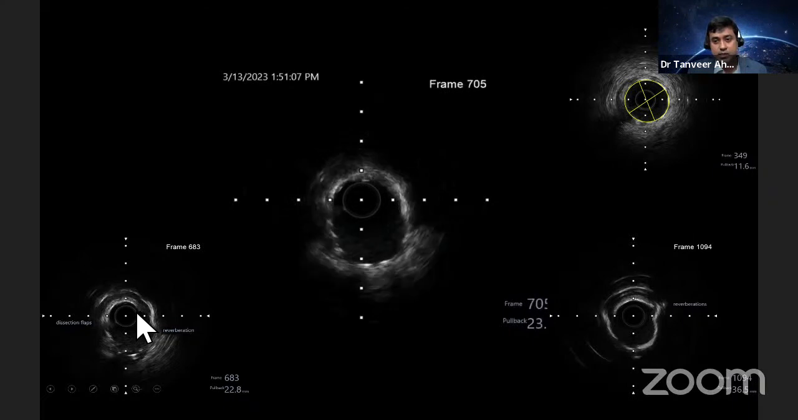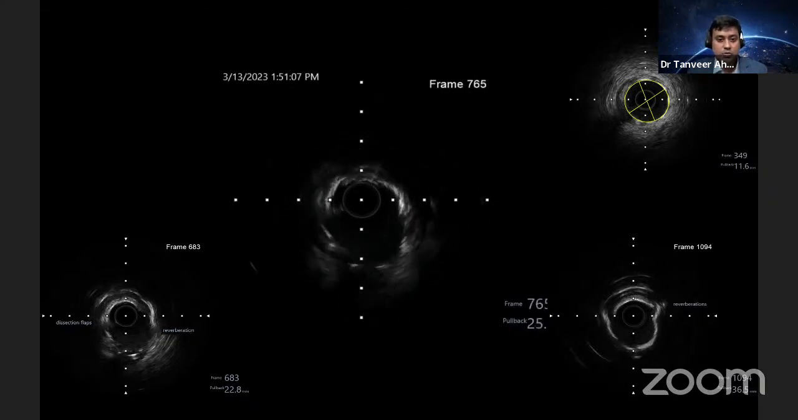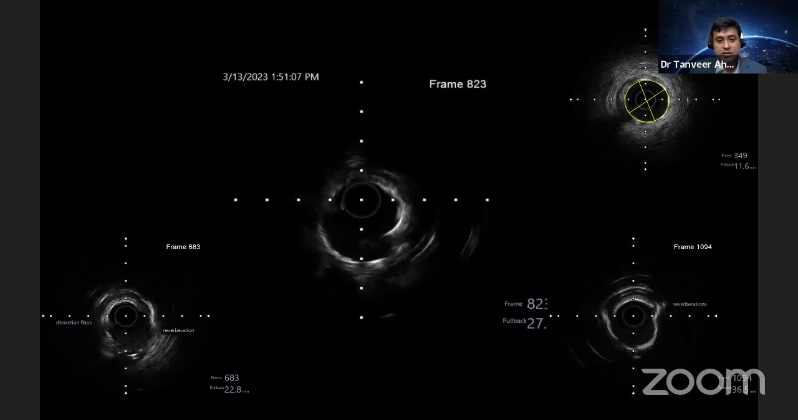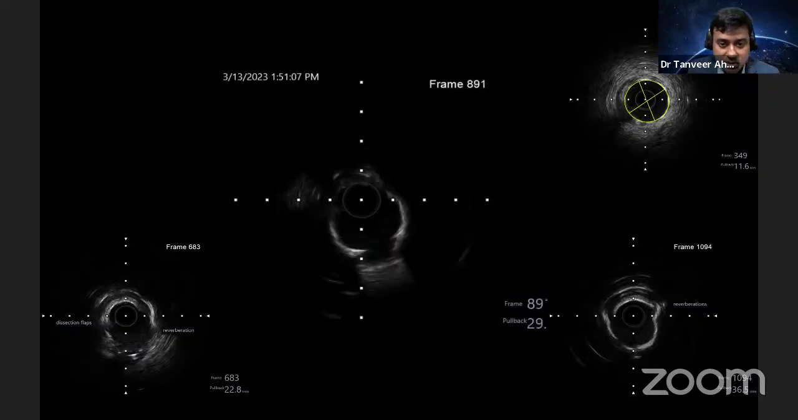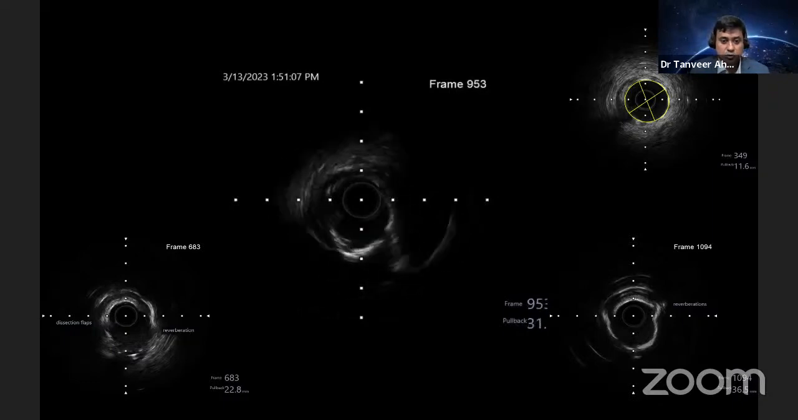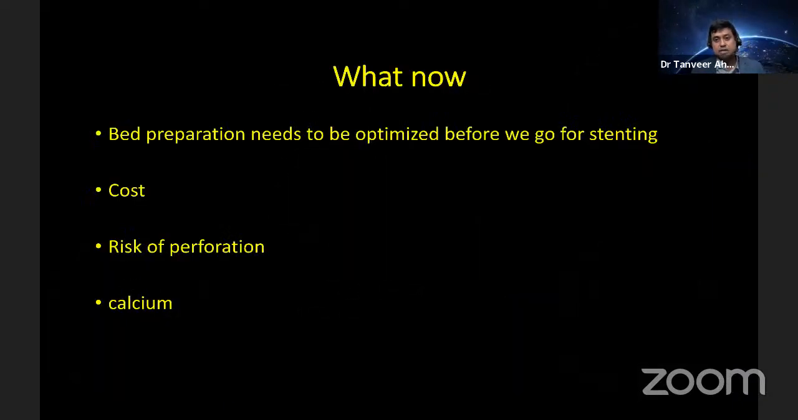So the Rota had actually done its job. And we were looking whether there was any significant nodule or not, but we could not appreciate the presence of any significant nodule. One reason could be that the IVL could have modified the lesion and it could have cracked the calcium. So it's not visualized in the next IVUS.